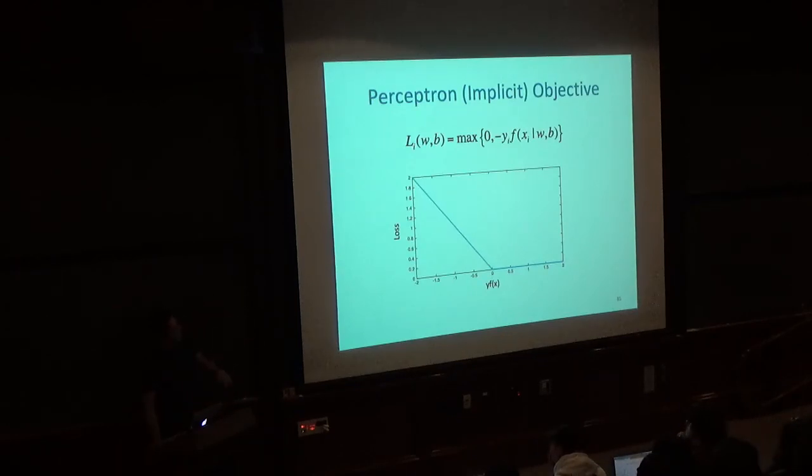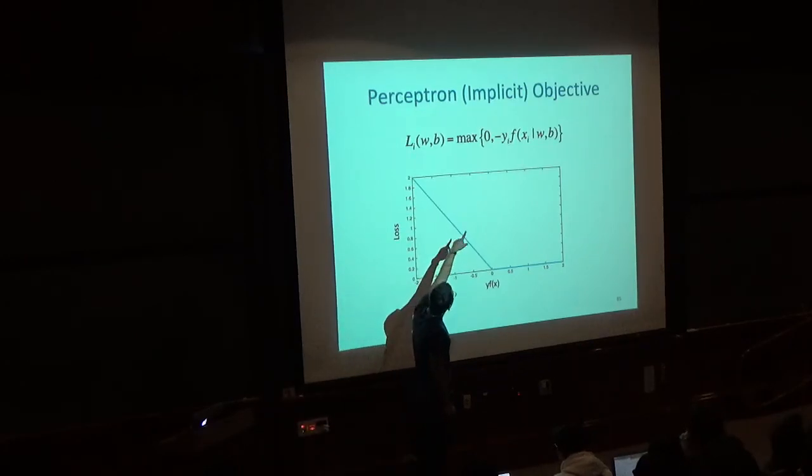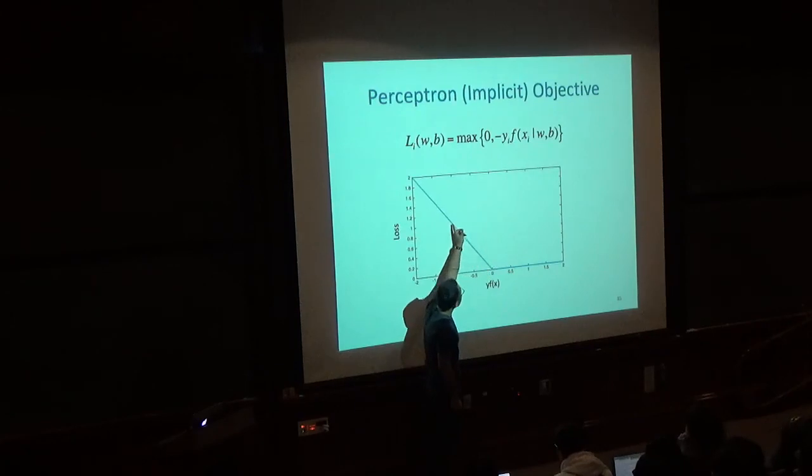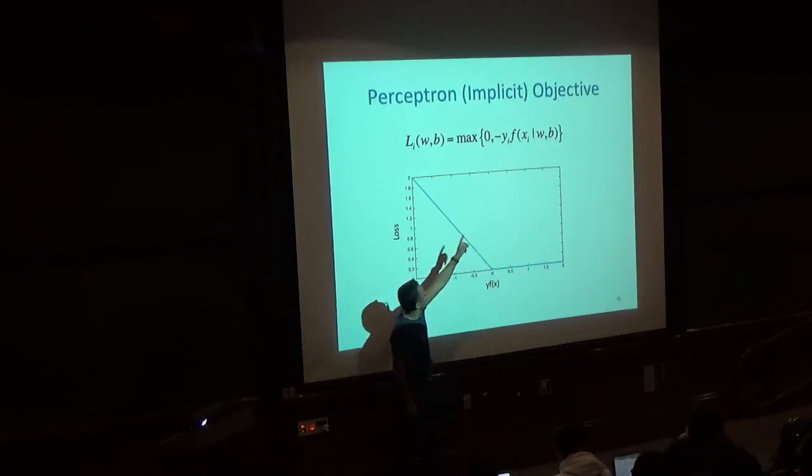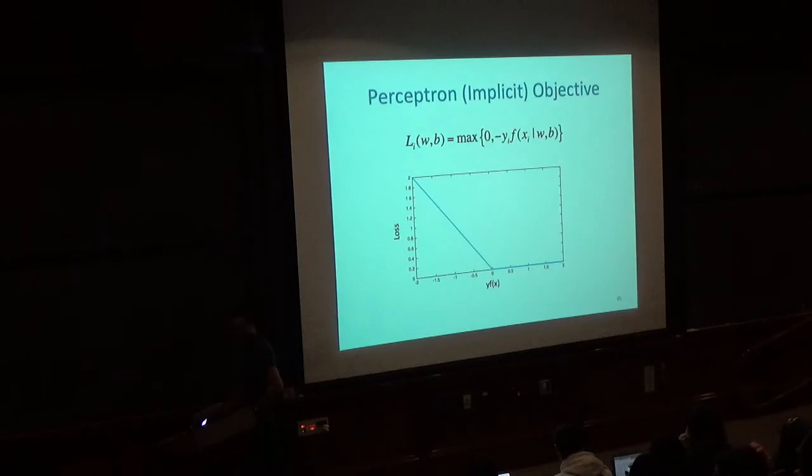You can reanalyze it from a modern perspective and say, okay, this is the actual learning objective that the Perceptron algorithm is optimizing. And so here's the loss function. The loss function is 0 if we make a correct classification, and a linear function if we make an incorrect classification, and the cost grows linearly with respect to how far we are from the hyperplane. That's the loss function.